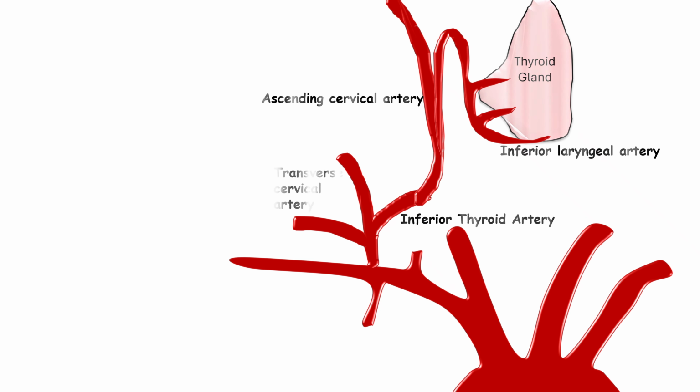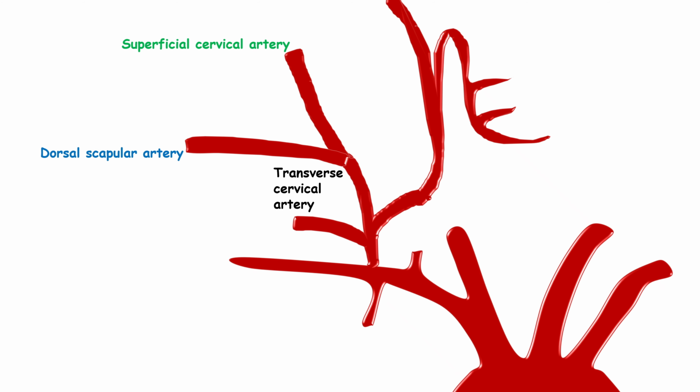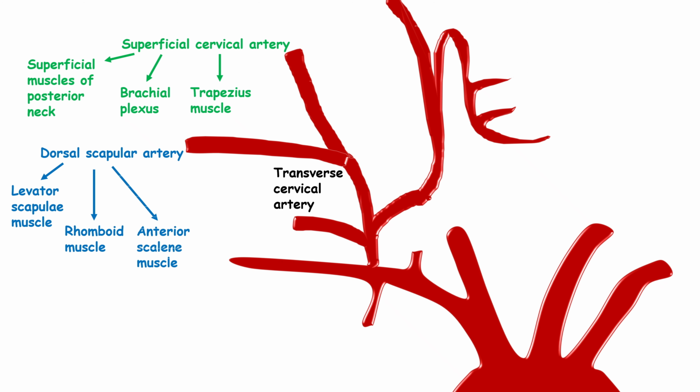Now coming to the transverse cervical artery. Transverse cervical artery divides into superficial cervical artery and dorsal scapular artery, that is deep cervical artery. Superficial cervical artery supplies superficial muscles of the posterior neck, brachial plexus and trapezius muscle. Dorsal scapular artery supplies levator scapulae muscle, rhomboid muscle, anterior scalene muscle, scapular region.